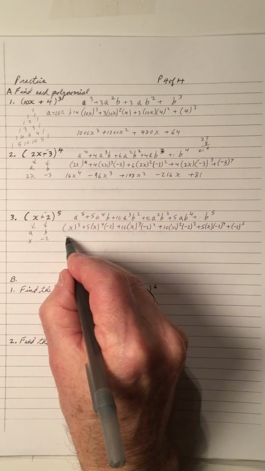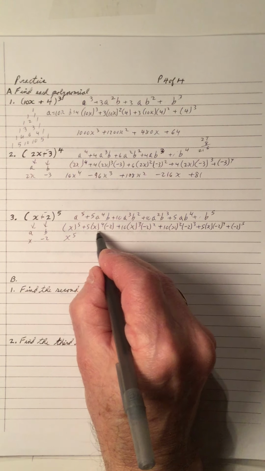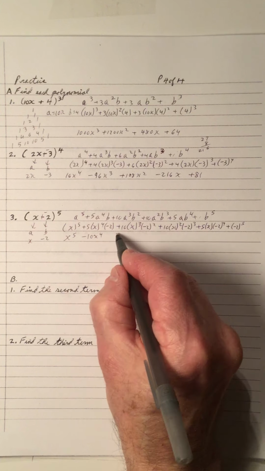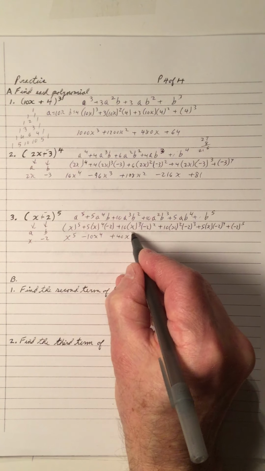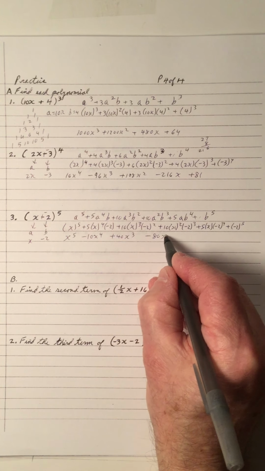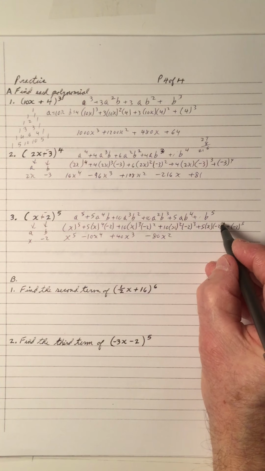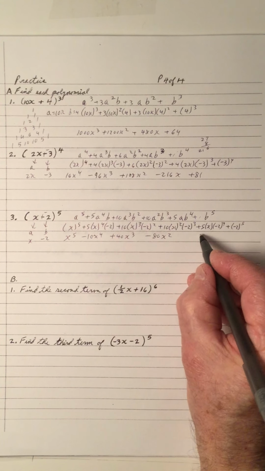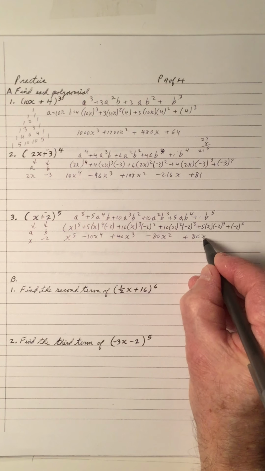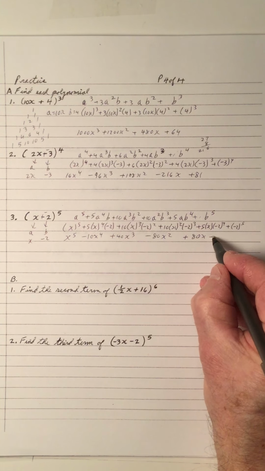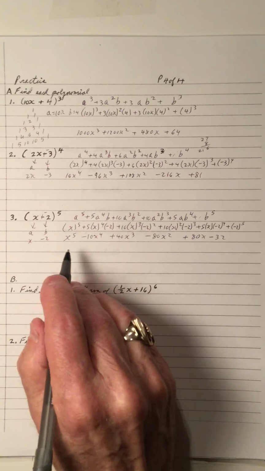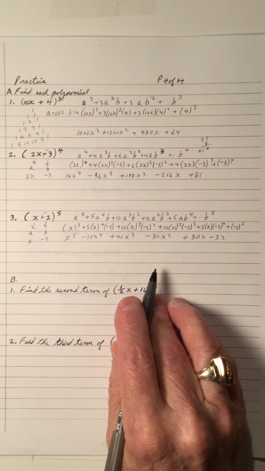And so that becomes x to the 5. And that's negative 10x to the 4. And that's 4 times 10 is 40x cubed. And that's a negative 8, so it's negative 80x squared. And that's 16 times 5, which is 80x. And negative 2 to the fifth power is negative 32. So look at the work, but it takes practice.